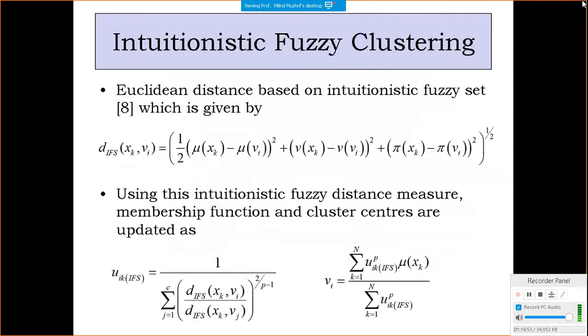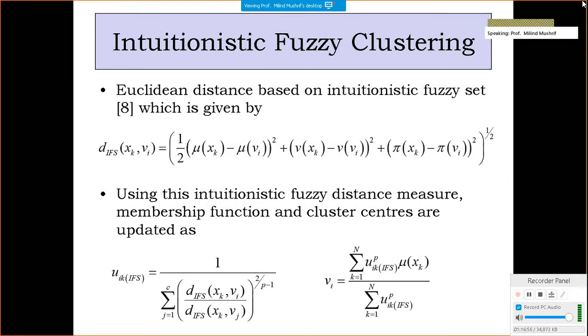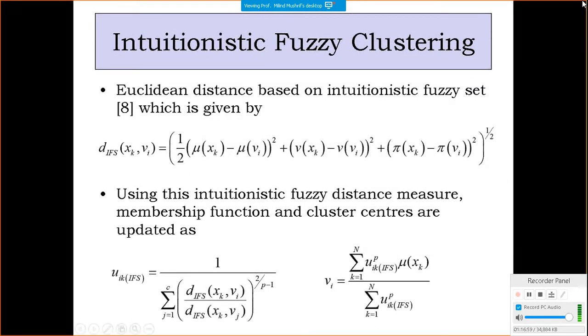So we used the intuitionistic fuzzy sequence algorithm, where the only difference is how this distance is calculated. This distance is now the IFS distance, which takes into account the membership values, non-membership values, and the hesitancy degree also. Then the partition matrix, that is the membership matrix, and the cluster centers are modified after every iteration, in which the distances are now the intuitionistic fuzzy distances.